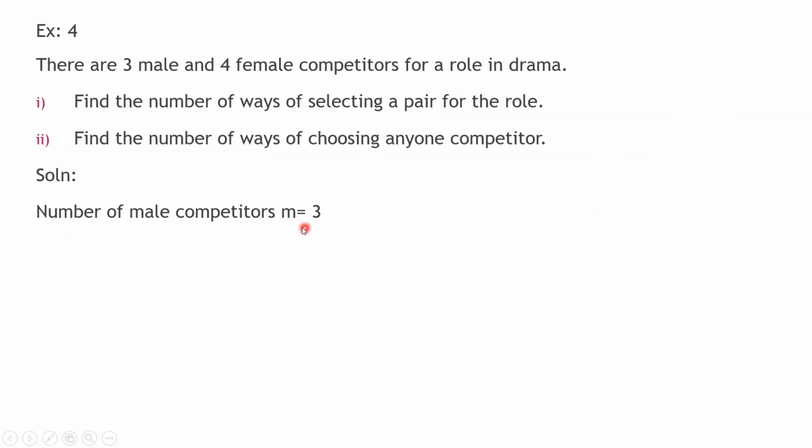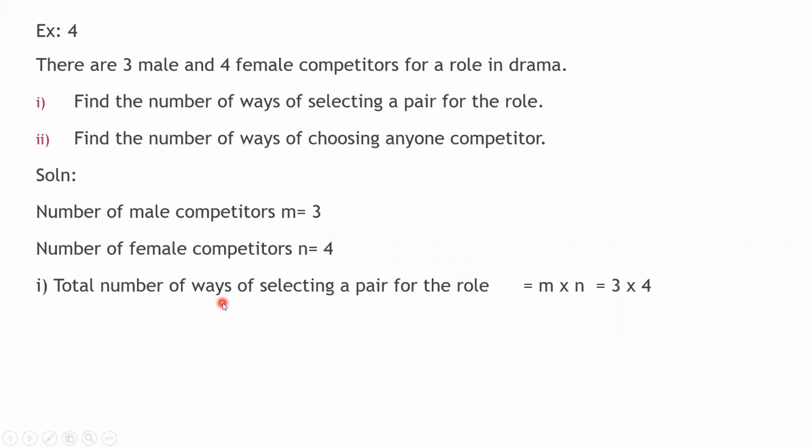Number of male competitors, we will call it M, which is equal to 3. Number of female competitors, let us call it N, which is equal to 4. Total number of ways of selecting a pair for the role will be M into N, because both simultaneously we have to consider. So M into N, that is 3 into 4, that is 12 ways. This is the first case.